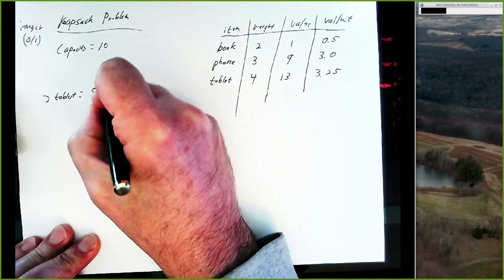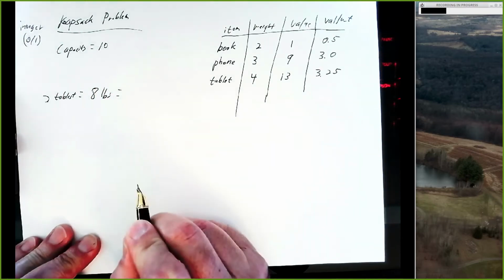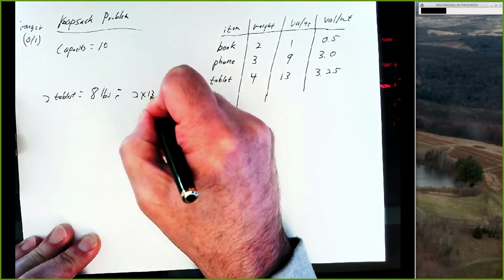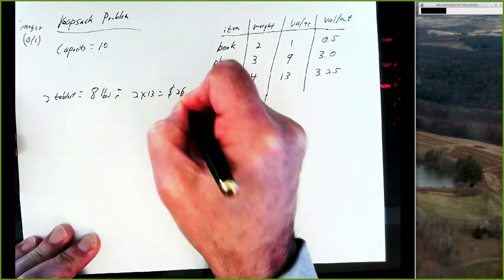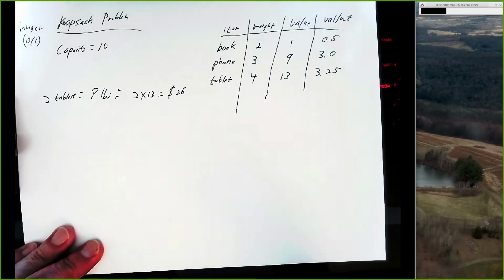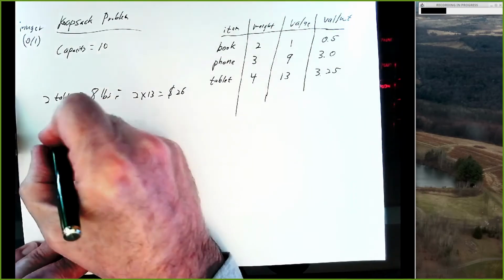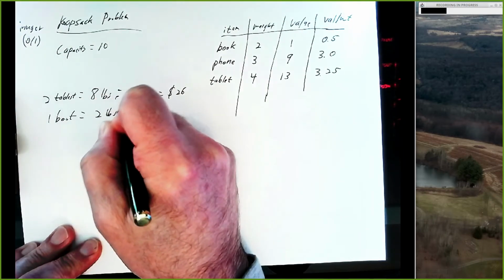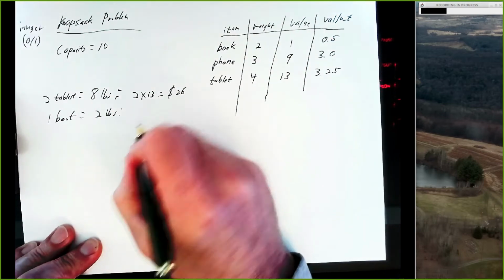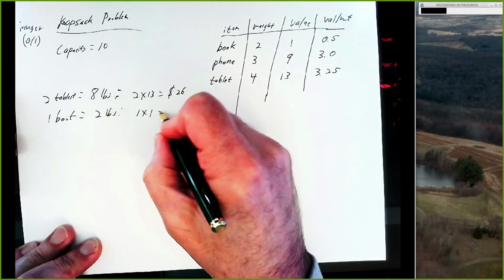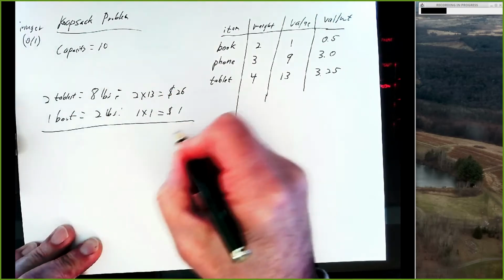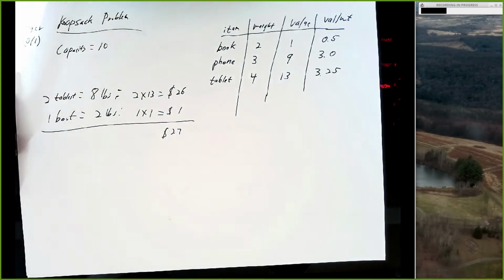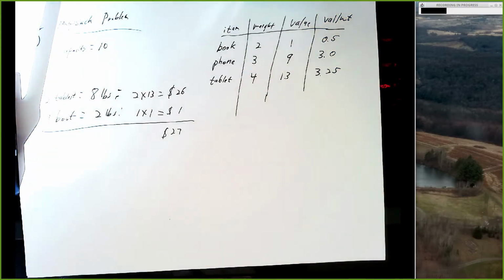That's 8 pounds. And the value would be 2 times 13, which would be $26. We've got 2 pounds left. We can put in a book, which is 2 pounds. And the value of that would be, one book at $1 is $1, and this ends up being $27 we get in our bag. So is that the best solution?